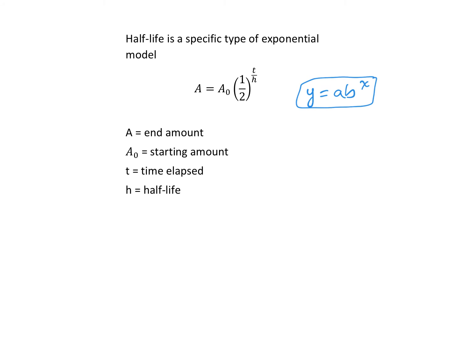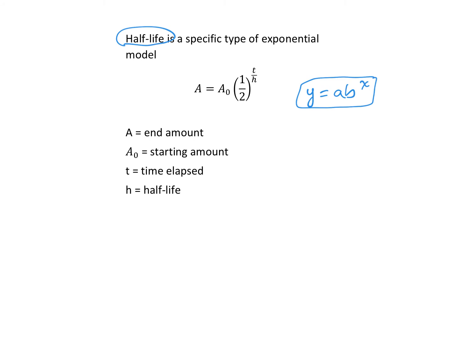T is time elapsed, and h is half-life. So you'll see the common ratio is a half because it's a half-life. So that is the amount of time it takes for a quantity to decay to half its original amount. And then our number of times is determined by two values, time passed and the half-life it takes to reduce.